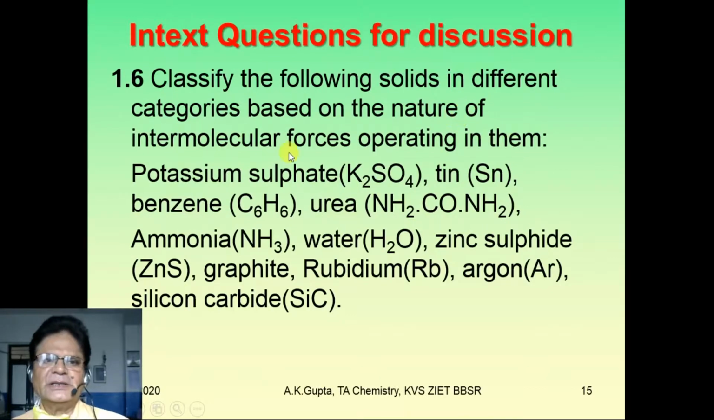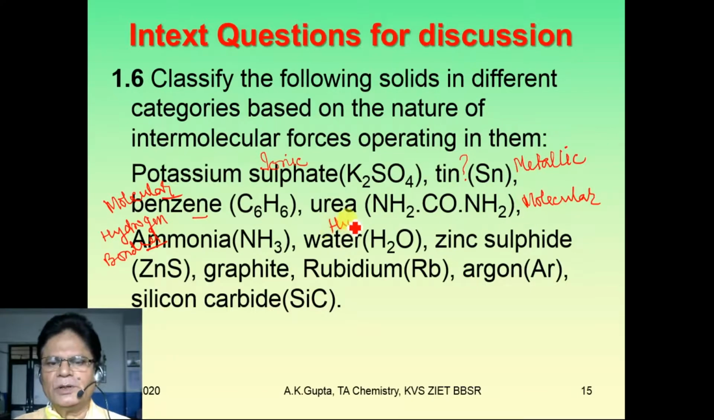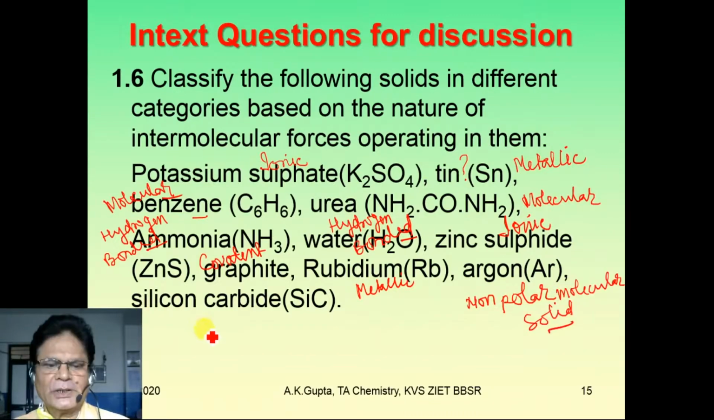Now let us discuss the in-text questions. Classify the following solids into categories based on the nature of intermolecular forces operating in them. Potassium sulfate. What type of solid is this? This is ionic solid. Tin. This is metallic. Benzene. This is molecular solid. Urea, molecular solid. Ammonia, hydrogen bonded solid. Water, hydrogen bonded. Zinc sulfide, ionic. Graphite, network, covalent. Rubidium, metallic solid. Argon, non-polar, molecular solid. Silicon carbide, covalent solid. So these are the answers.